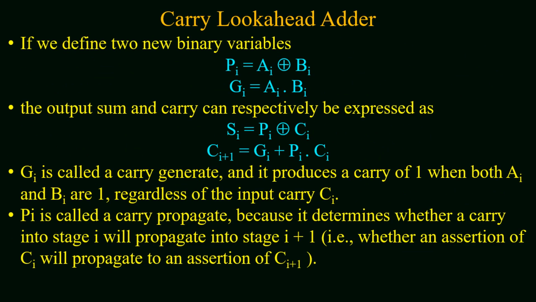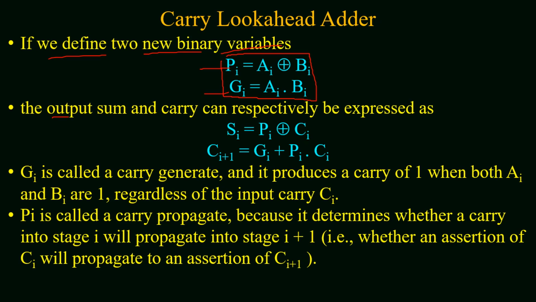Now we will construct the adder circuit with the help of carry look ahead adder. For this purpose, we will define two new binary variables. One will be known as carry propagate and the second one will be carry generate. Carry propagate will be equal to the exclusive OR operation of input and augend bits, like PI will be equal to AI exclusive OR with BI, whereas carry generate will be equal to the product of the input bits. GI will be equal to AI dot BI.